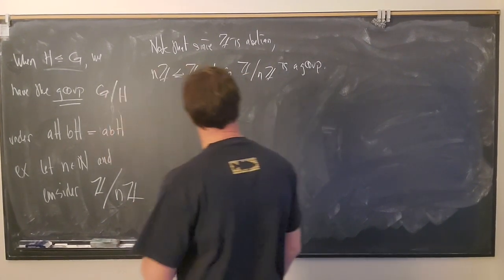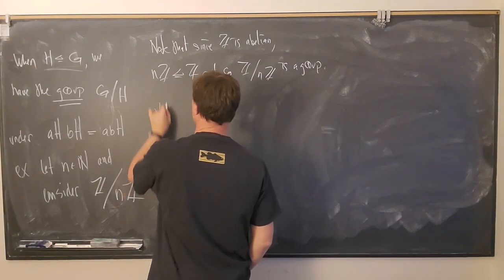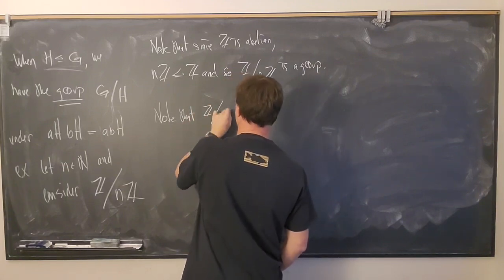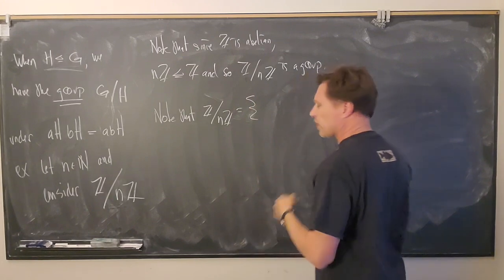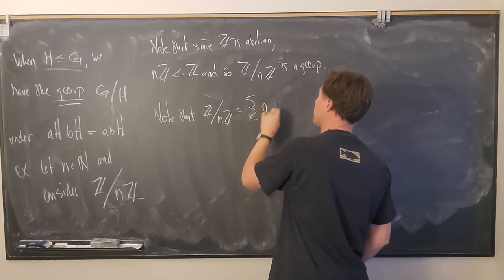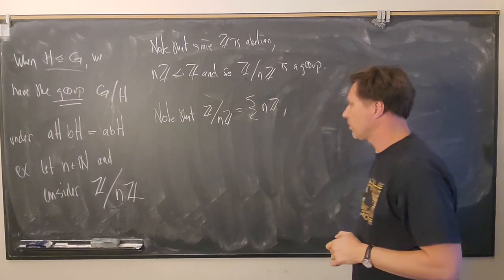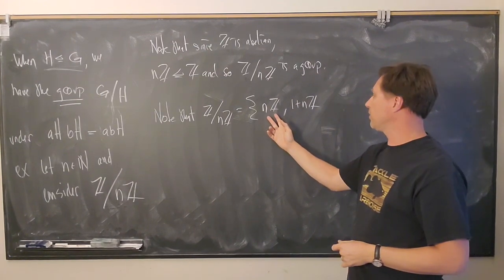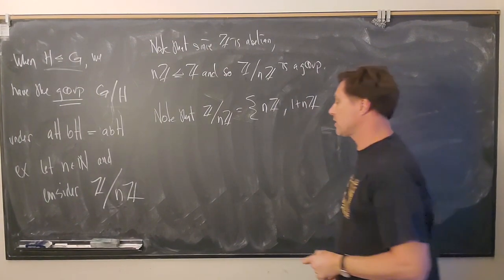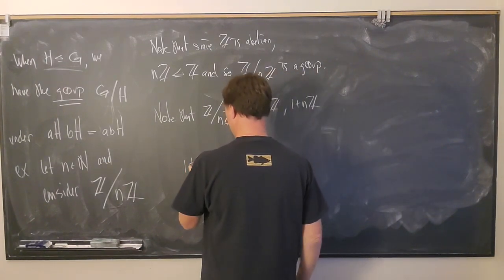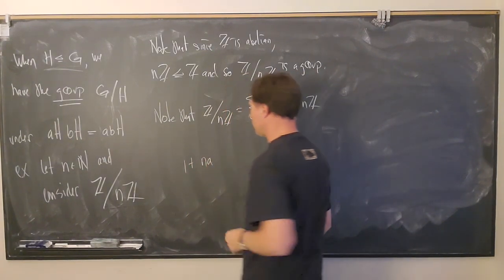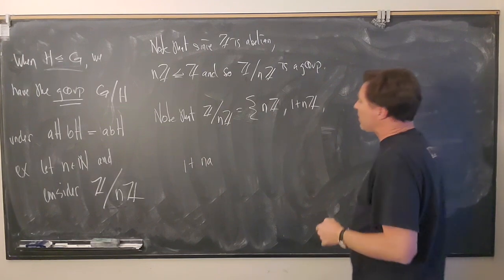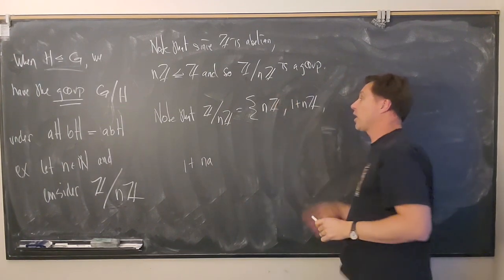So let's take a look at this. Note that the set of left cosets, Z mod nZ, consists of the cosets. I'm just going to start writing them down. Of course, there is nZ. Then there is 1 plus nZ. Remember, nZ is the multiples of n. 1 plus nZ is things of the form 1 plus n times a. Take all multiples of n and add 1 to them. Another way to think of it is the set of all elements so that when you run the division algorithm, you get a remainder of 1.